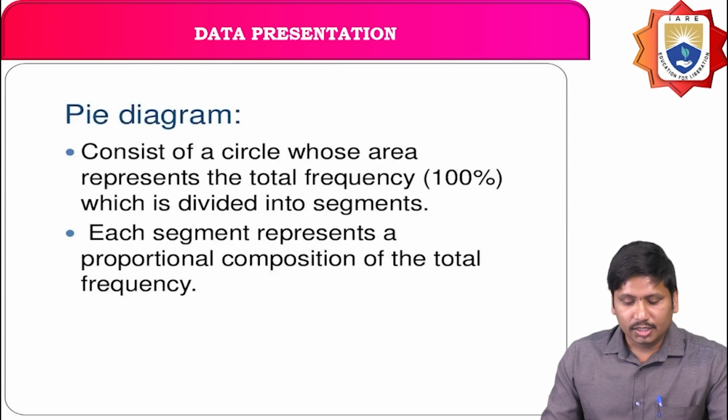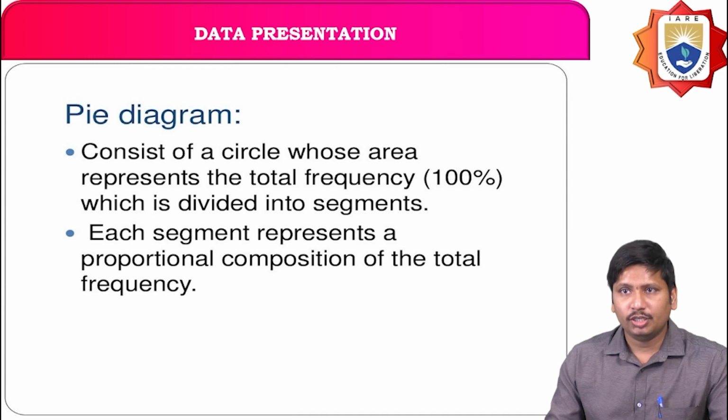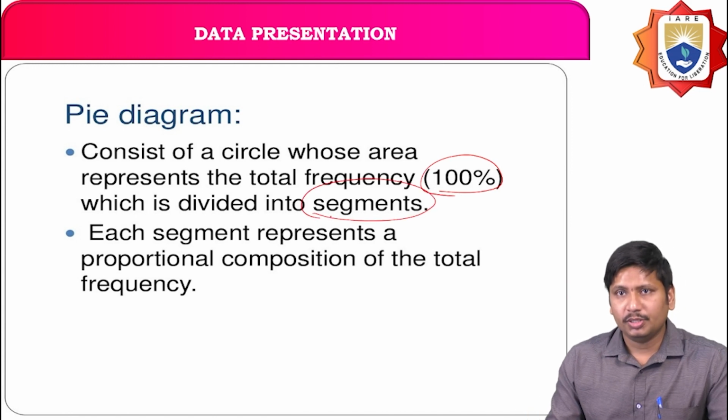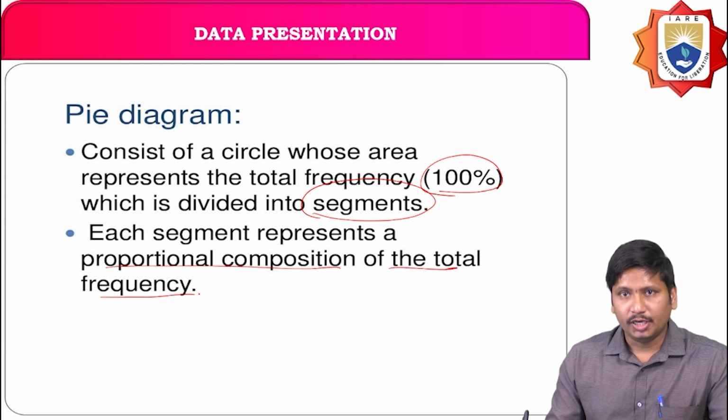And the last one is the pie diagram. A pie diagram represents the data in the form of a circle. Here the circle is partitioned into various segments. Normally we always consider 100%, and that 100% is represented in the form of segments. Each segment represents the proportional composition of the total frequency. So that is the pie diagram.